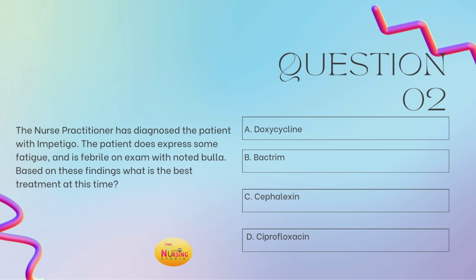All right, so stem of the question, based on these findings, what is the best treatment at this time? Again, if they're asking you for a treatment, look and see if they provided you with a diagnosis. And it has been provided here in this question. The patient has been diagnosed with impetigo. The patient does have fatigue, a fever, and there's noted bulla on exam. So the best treatment option here would be C, cephalexin.